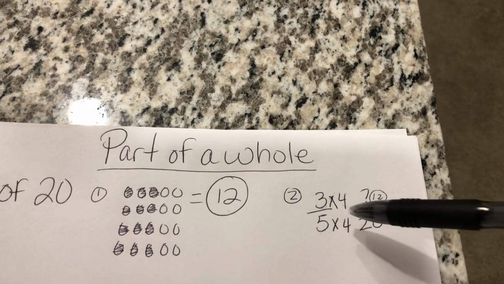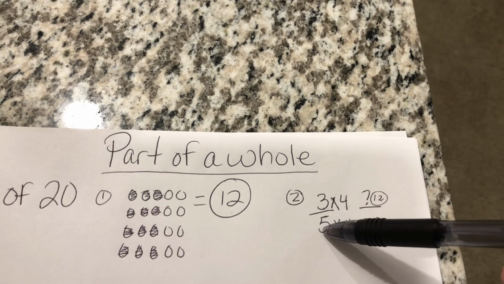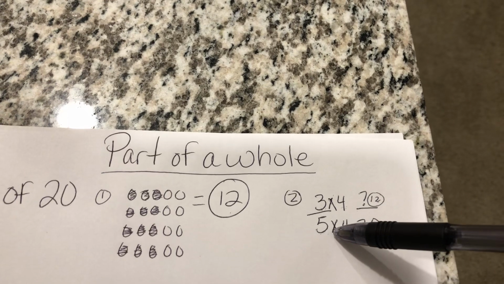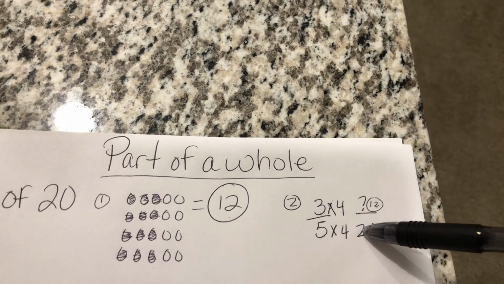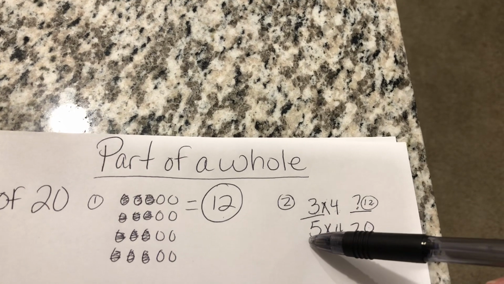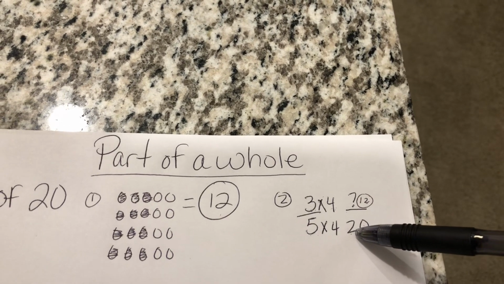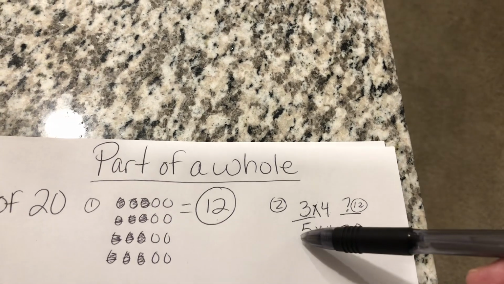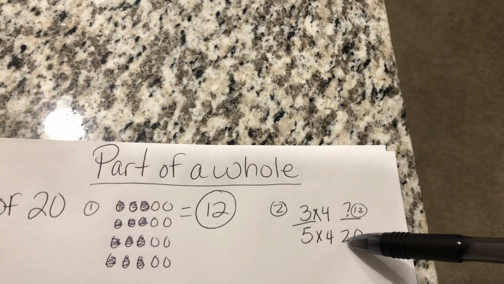Then I'm going to come over and look at my 5. And I'm going to ask myself this question. How many times can I make a group of 5 out of 20? And the answer is 4 times. And we know that's correct because look, 5 times 4 equals 20. So I am correct. I can create a group of 5, 4 times if I have 20 parts, okay?